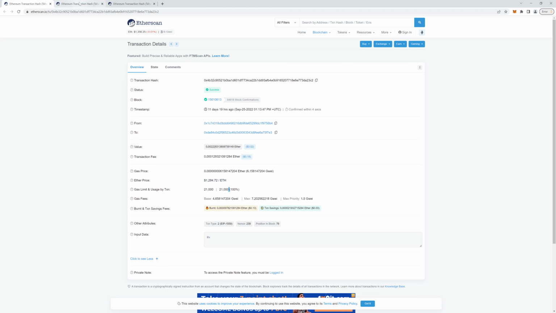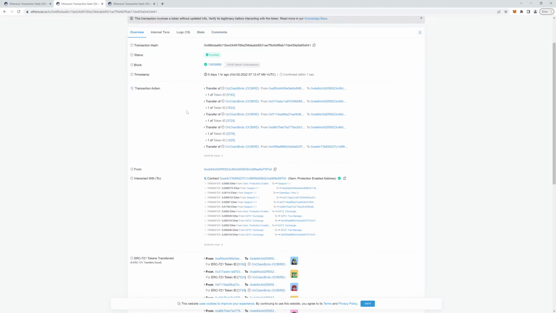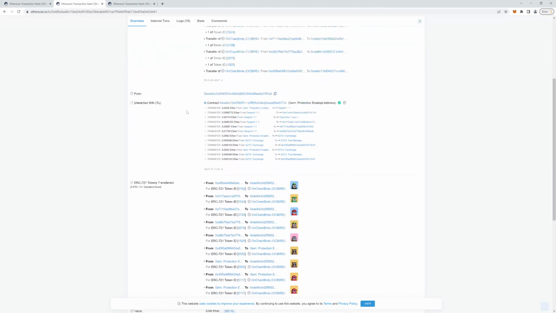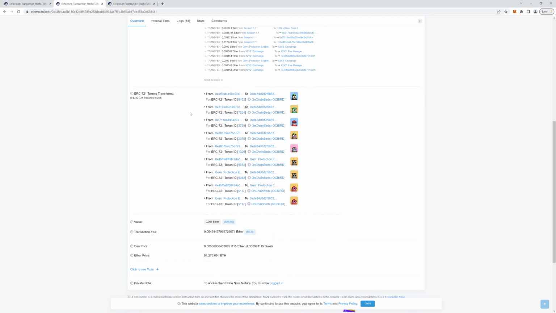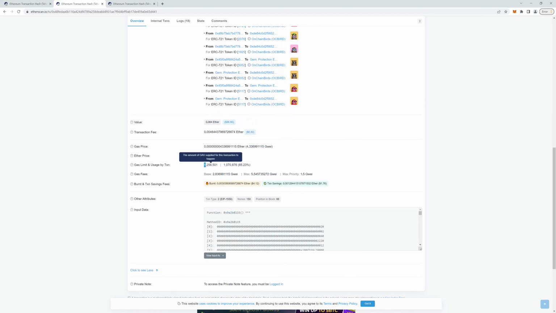But if we look at a different transaction like this one, where I've gone and swept some of my favorite NFTs, the On-Chain Birds project, you can see, if we expand here, that the gas limit set on this transaction is 1.25 million and the actual used is 1.07 million. So it's overestimated by 14.77%, and it's only used this much.